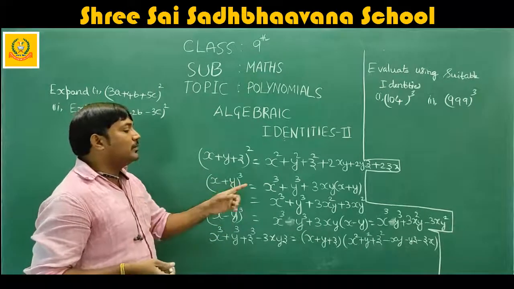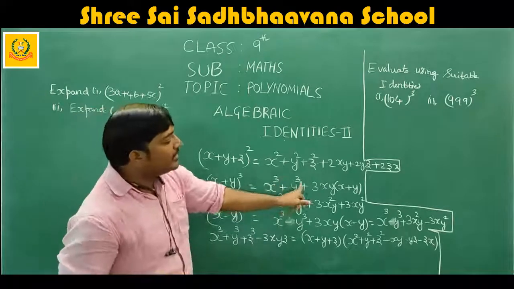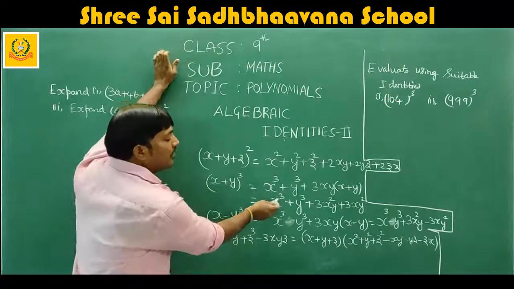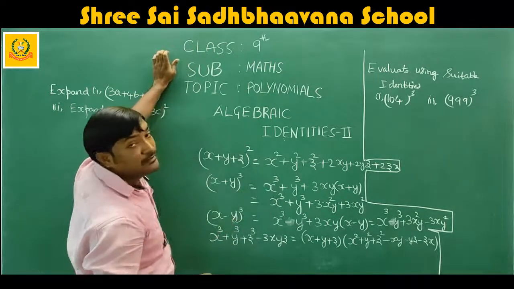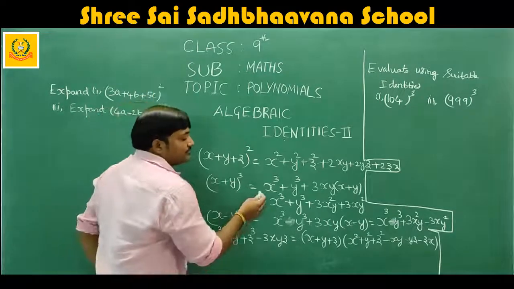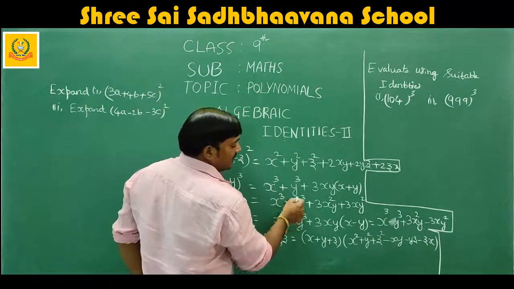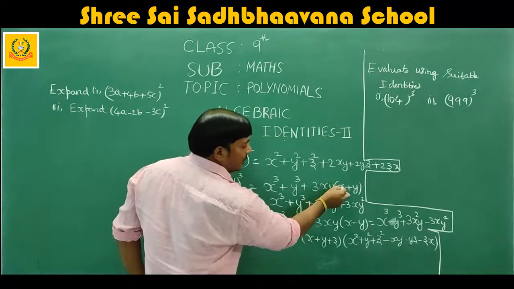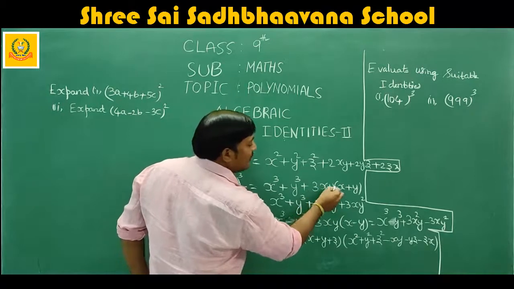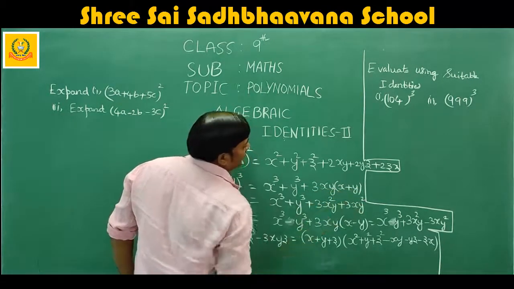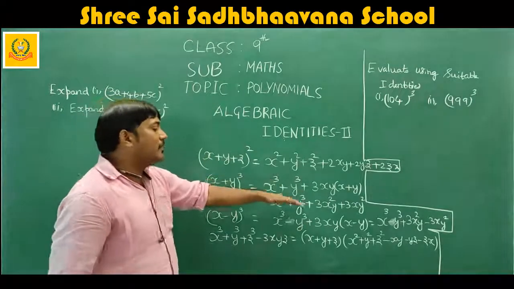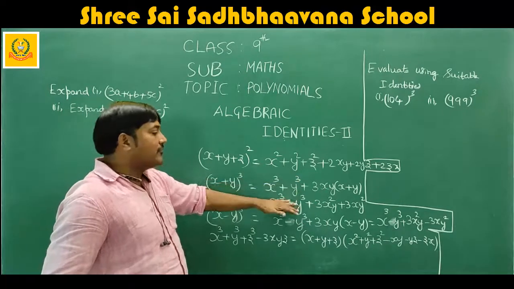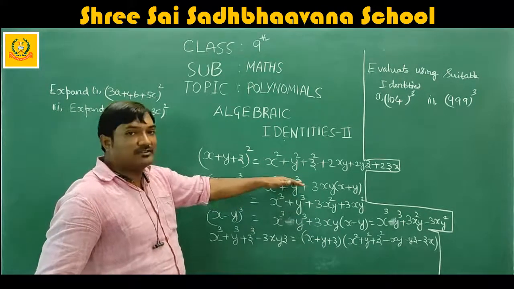So (x plus y) whole cube is x cube plus y cube plus 3xy into (x plus y). Here you don't get confused. I have written two formulas, and this formula is derived from the same formula. I wrote x cube, y cube as it is, and the 3xy is multiplied term by term: 3xy into x is 3x square y, and 3xy into y is plus 3xy square. This is not a different formula; it came from this itself.